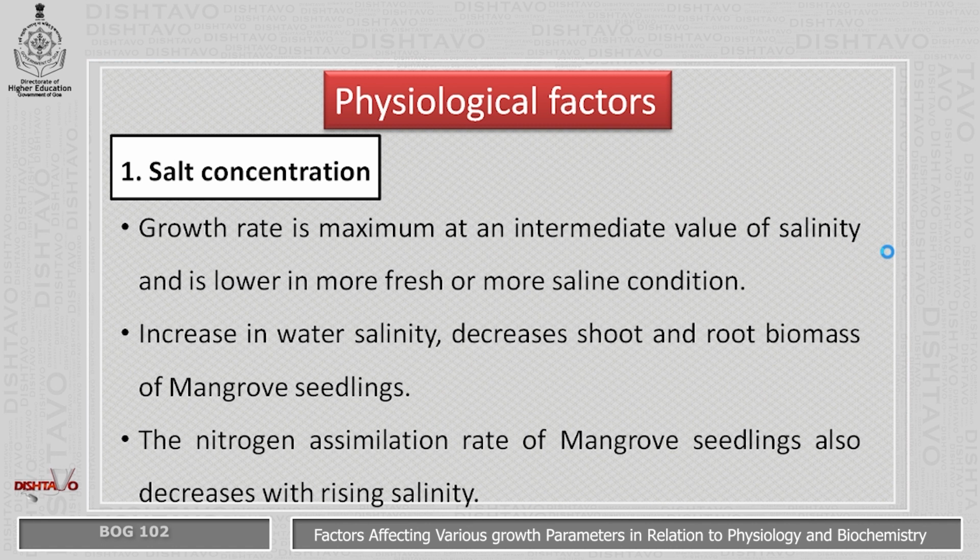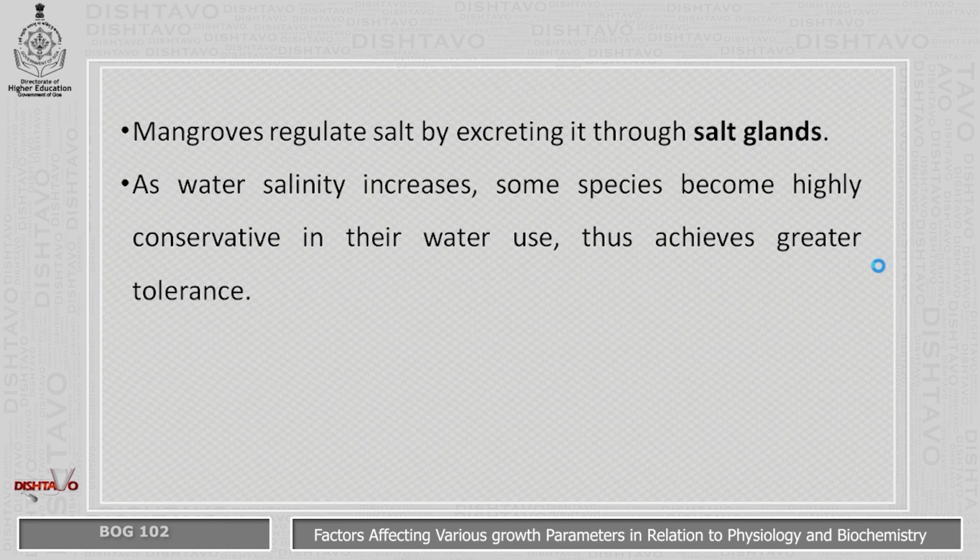First is salt concentration. Growth rate is maximum at an intermediate value of salinity and is lower in more fresh or more saline conditions. Increase in water salinity decreases shoot and root biomass of mangrove seedlings. The nitrogen assimilation rate of mangrove seedlings also decreases with rising salinity. Mangroves regulate salt by excreting it through salt glands.